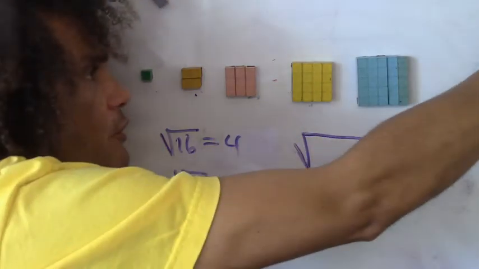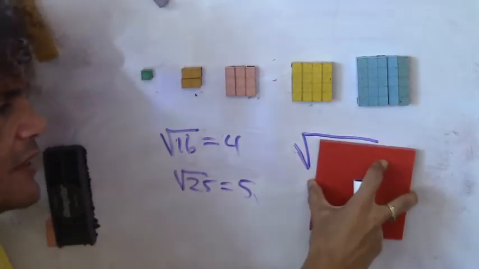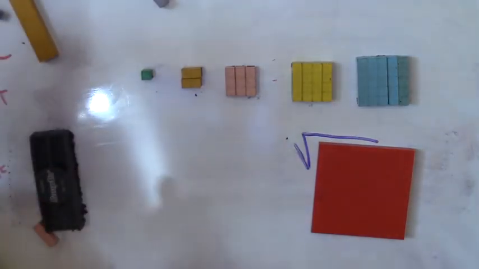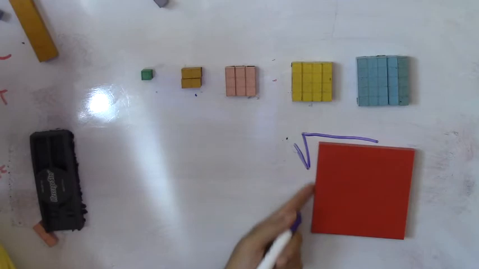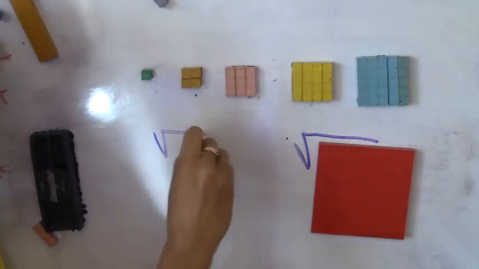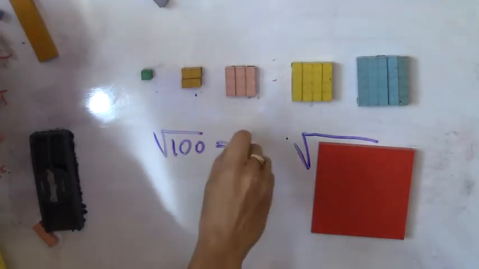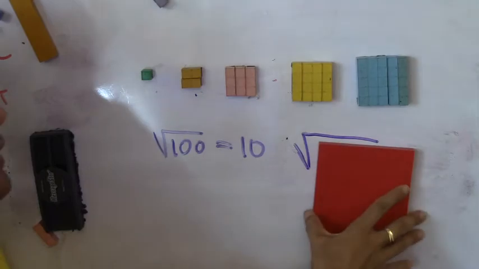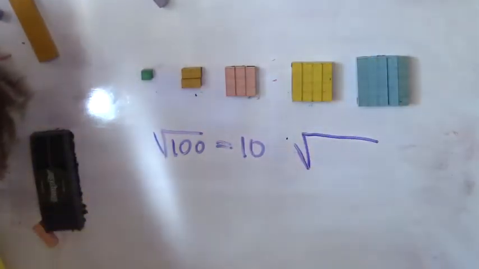Oh wait, let's get big. What if I said square root of 100? Now what? Oh, come on, square root of 100. What's one side? 10. There you go. Square root of 100 is 10. Easy? Alright, well now we're going to get a little more complicated.